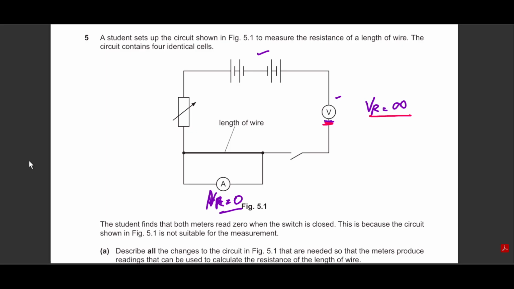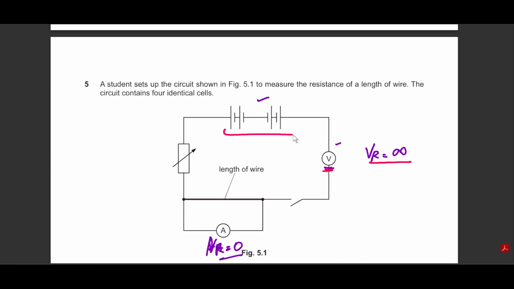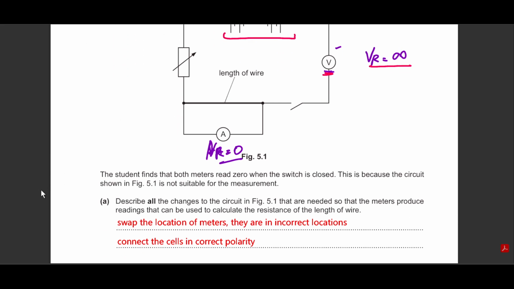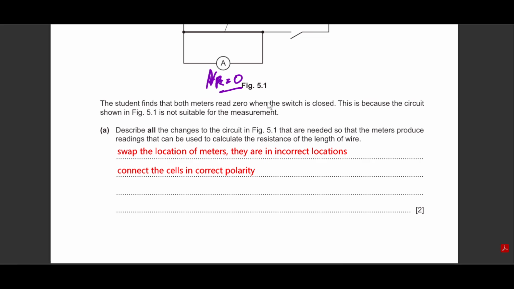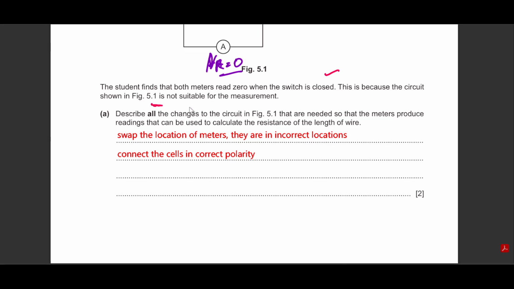But anyways, that's an observation. The cells are also not connected correctly because these two are asking the current to go to the right, which is not appropriate, which is not right. The student finds the voltmeter 0 when switch is closed because there is an error. Describe all the changes that you would make. So there are going to be 2 changes.